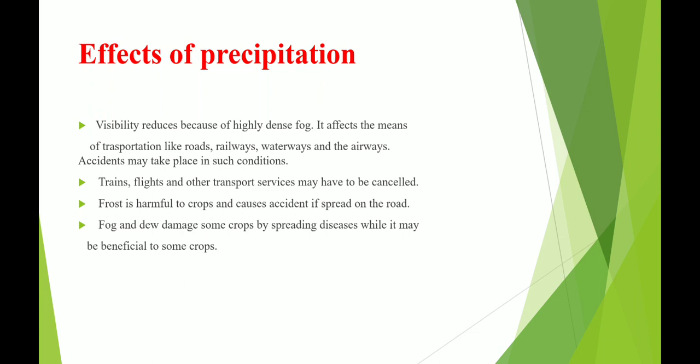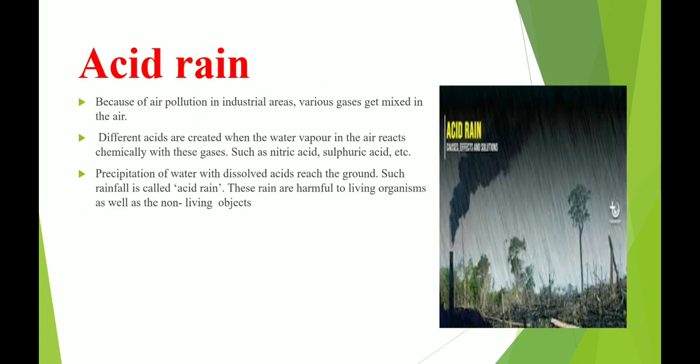And see next now, acid rain. See what is acid rain. Because of air pollution in industrial areas, various gases get mixed in the air. Precipitation of water with dissolved acid is called acid rain. How is acid rain formed? Various gases from polluted air get mixed in the water vapor and react chemically to form nitric acid and sulfuric acid, etc. Precipitation of water with dissolved acids reaches the ground. Such rainfall is called acid rain.